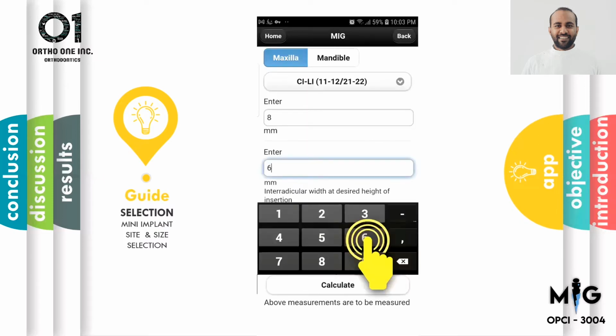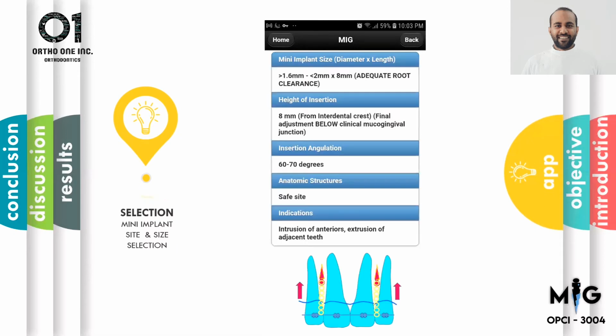And once you have calculated it, for this case, it was 8. I wanted to place the mini screw 8 mm from the interdental crest, and the interradicular space which was available at 8 mm was 6 mm. And I had entered that. And once you have entered that, you just press calculate, and it will pop up the results.